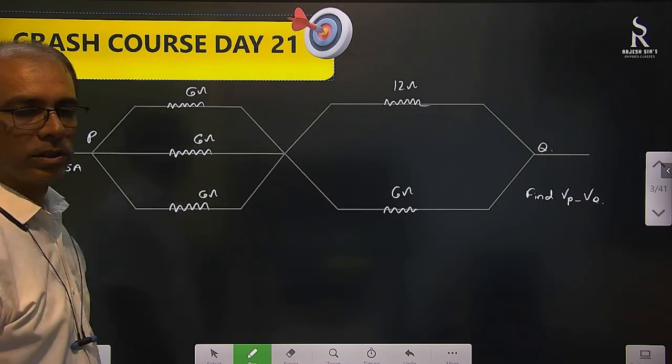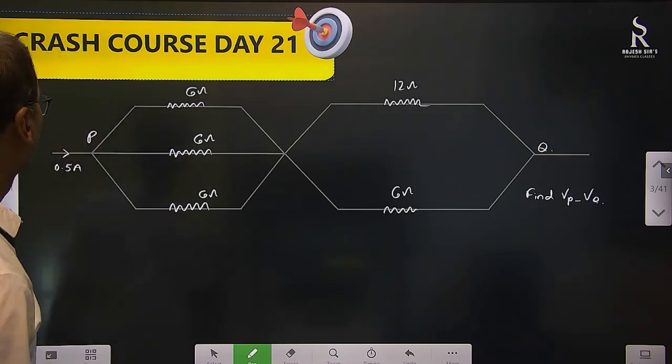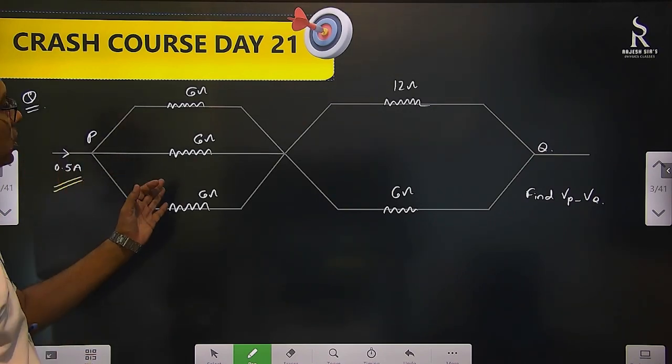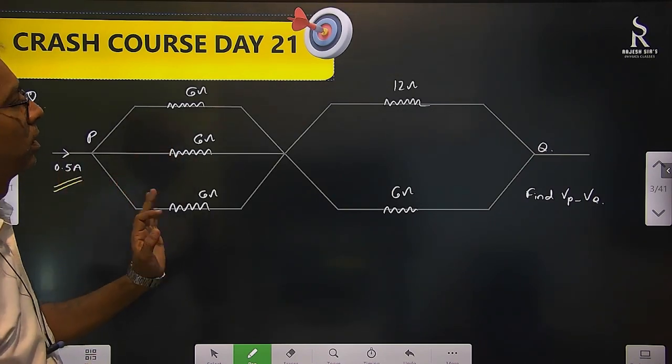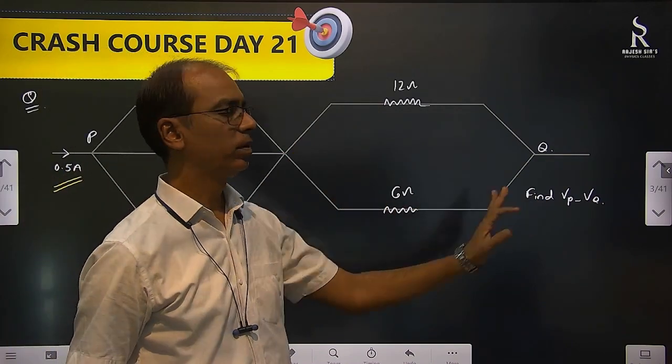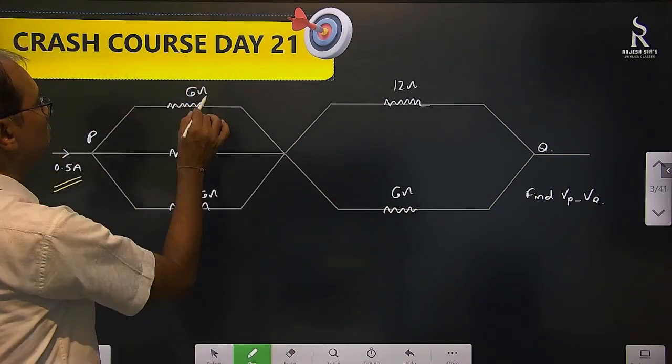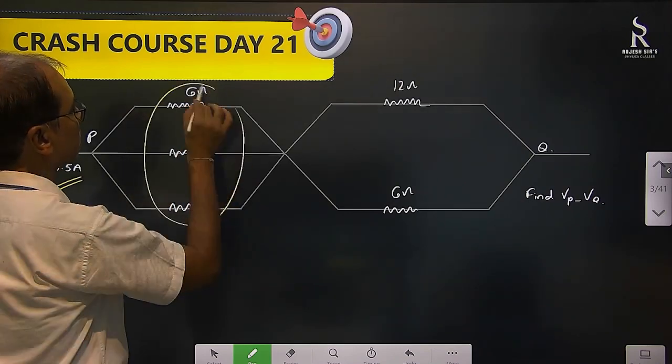One more very simple question. Current is here 0.5 ampere. It's going into this junction with 6, 6, 6 here, and there here is 12 and 6. Find Vp minus Vq. So first let's find out what is the resistance here. So 6, 6 and 6.